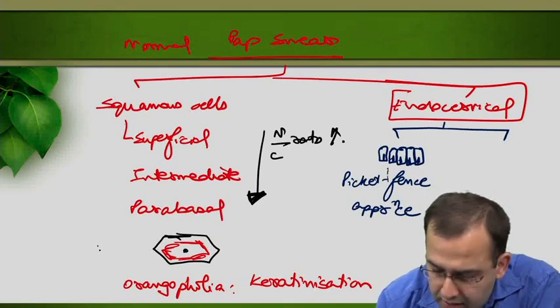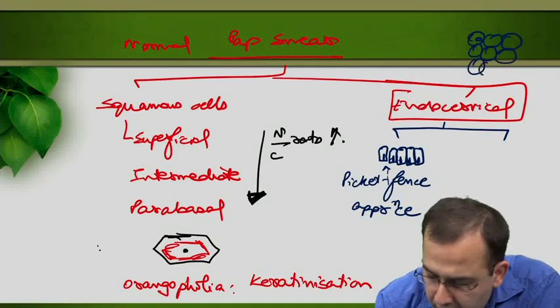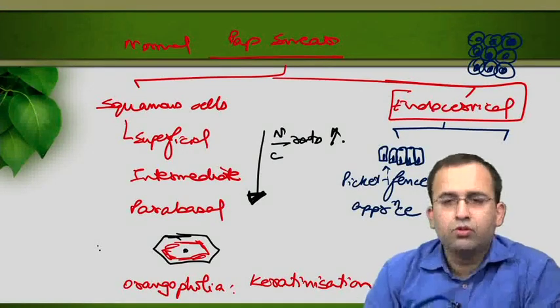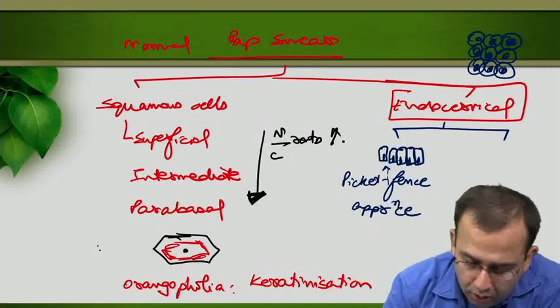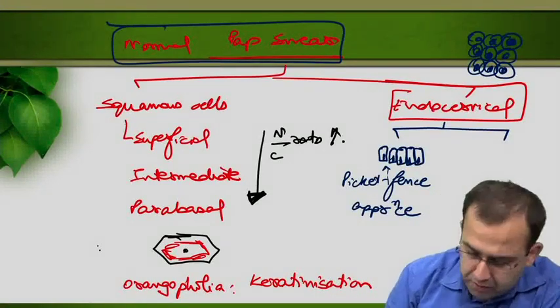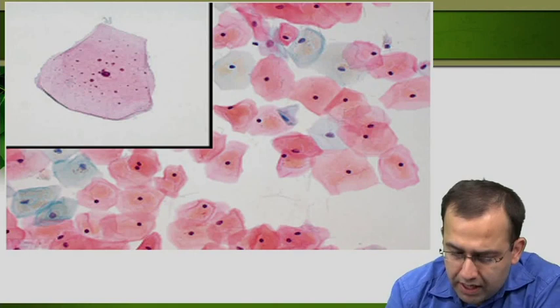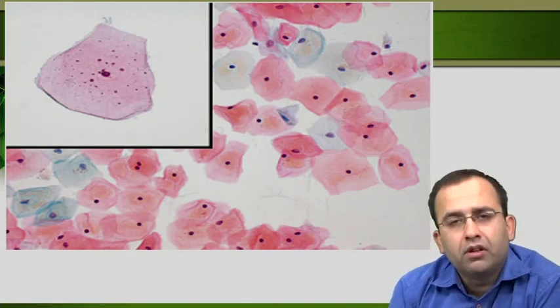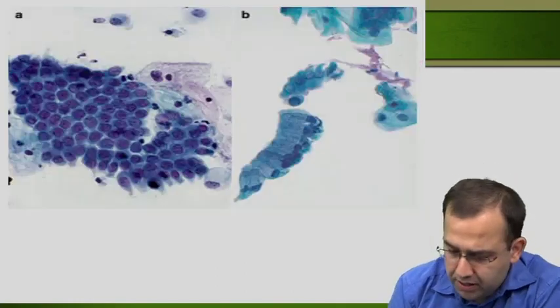Versus when I look at the same cells from the top, what I will see is cells in clusters with some gap in between and a large central nucleus. This is the honeycomb appearance. So endocervical cells show us two views: side view picket fence, top view honeycomb appearance. All this is a normal pap smear. So let us come to the images. Starting with the first one, this is nice normal squamous cells, large cells, abundant cytoplasm, dense pycnotic nucleus, normal squamous cells.